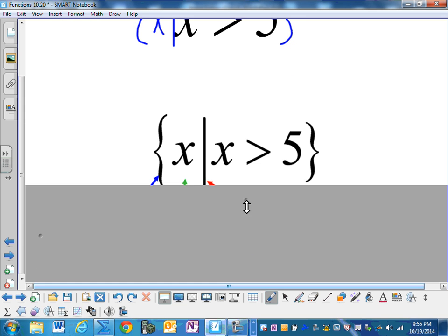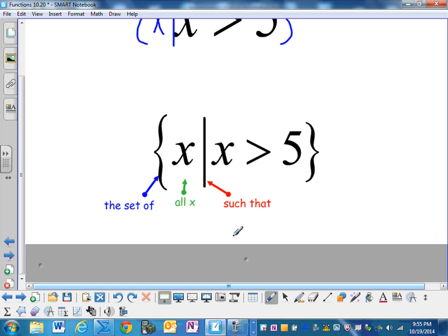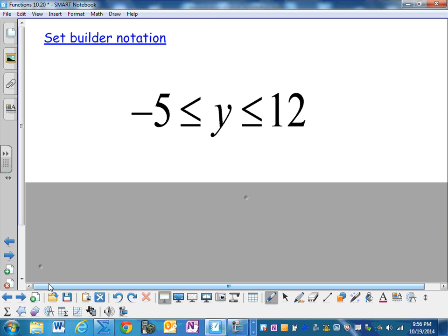So this is what it looks like, and this is how we would read it. The curly bracket is read the set of, the variable here is all of whatever variable it is, and the vertical bar is read such that. So we would read this as the set of all x such that x is greater than 5. So that was a domain.